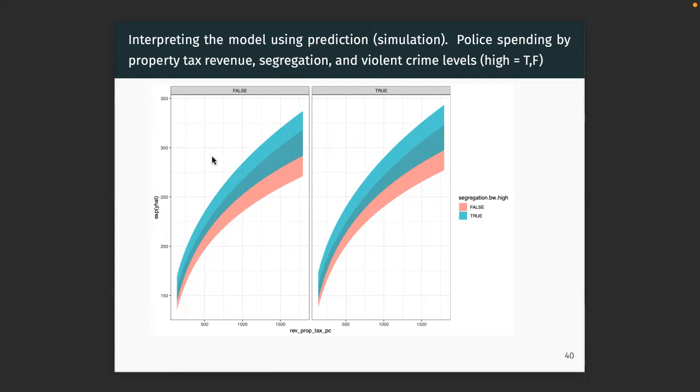But what that doesn't say is, do we actually ever observe anywhere that has high property tax revenue and high violent crime? That we don't know. So we want to go back to the data to check that, right? But this is a great way to visualize regression predictions. Here, what can we see from this plot? Let's describe what we see here.